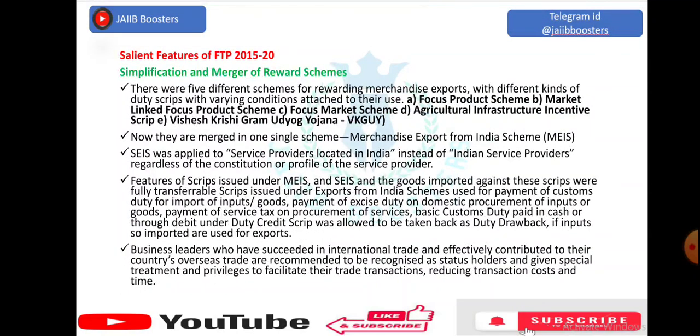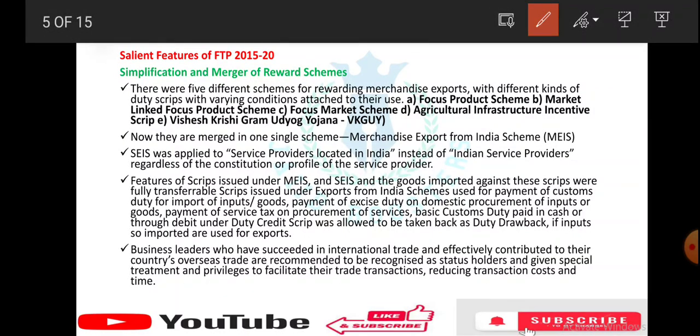Next, what are the salient features of foreign trade policy 2015 to 20? Just remember these things because they may ask what the features of foreign trade policy 2015 to 20 are, and we have to choose the correct answer. Here, 5 different schemes were introduced for merchandise exports. What are they? Focus Product Scheme, Market Linked Focus Product Scheme, Focus Market Scheme, Agriculture Infrastructure Incentive Scrip, and Vishesh Krishi Gram Udyog Yojana, VKGUY.